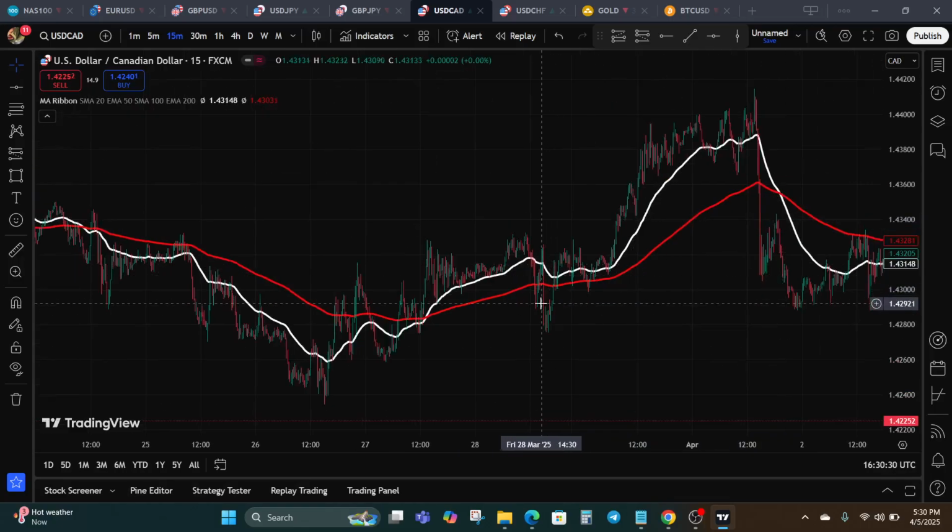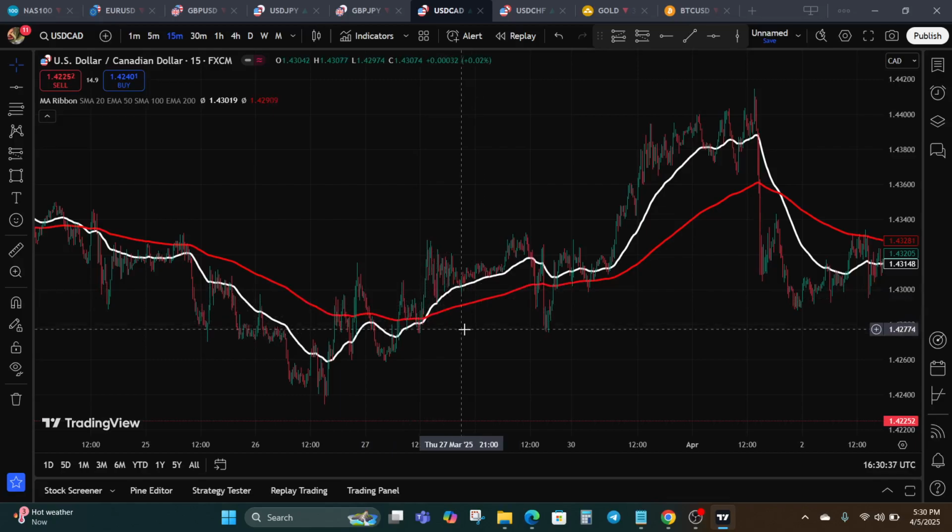Now that we have set up our chart, let us talk about identifying the right entry signals. For a buy trade, you look for the 50 period EMA to cross above the 200 period EMA. This indicates that the market has shifted into an uptrend. You wait for the price to stay above both EMAs for at least a few candles to confirm the trend. Once the trend has been confirmed, you can enter your buy position.